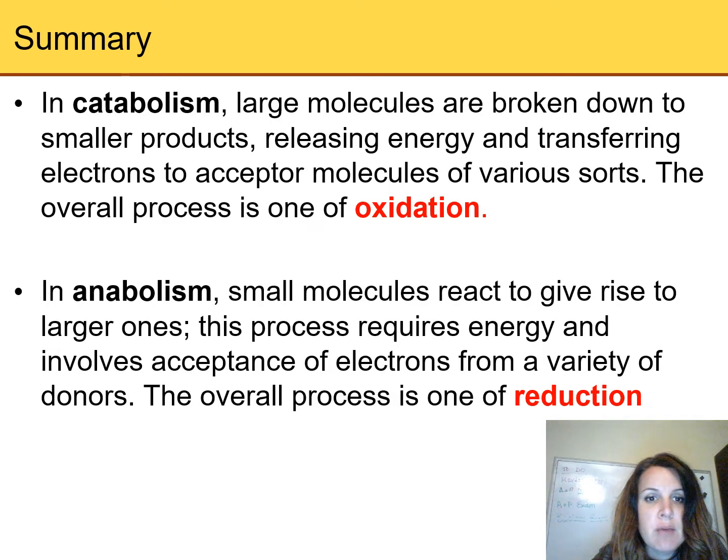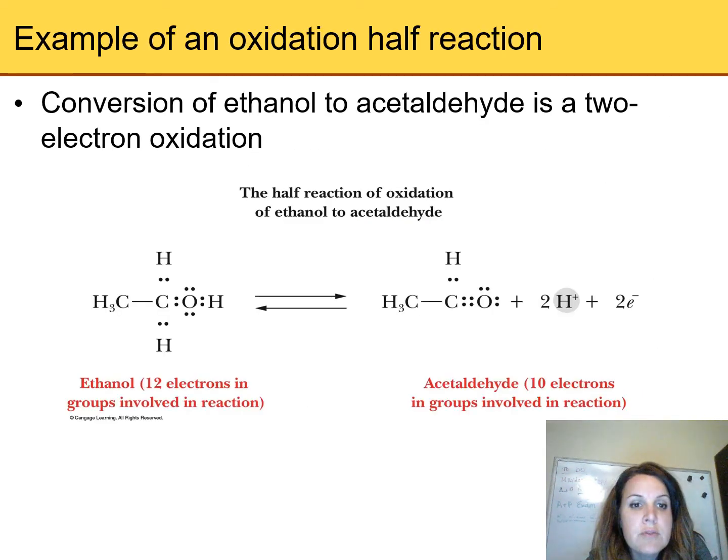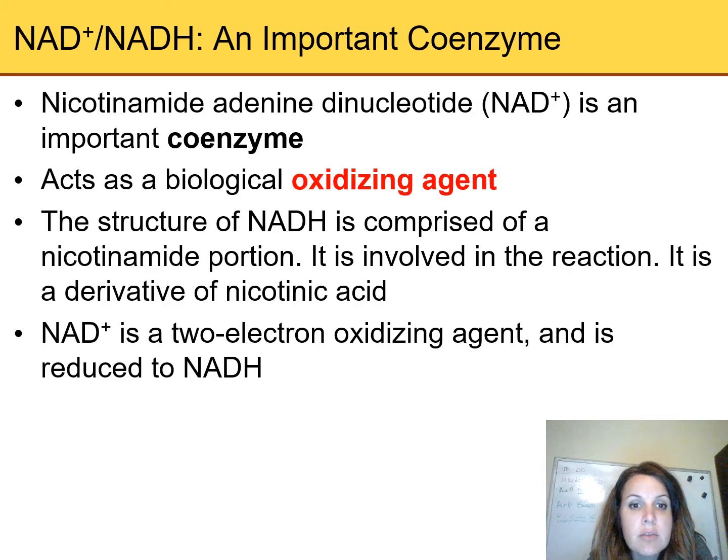So we talked about catabolism and anabolism in the first part of chapter 15, and now I just really want to point out here that catabolism, overall the process is one of oxidation, and anabolism, overall the process is one of reduction. The book gives you another example of an oxidation half reaction showing the conversion of ethanol to acetaldehyde, and they use Lewis structures here to show how electrons are transferred. And the point of all of this is to reference coenzymes.